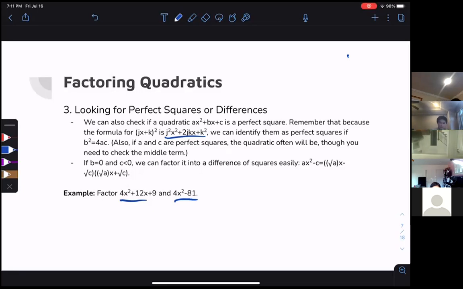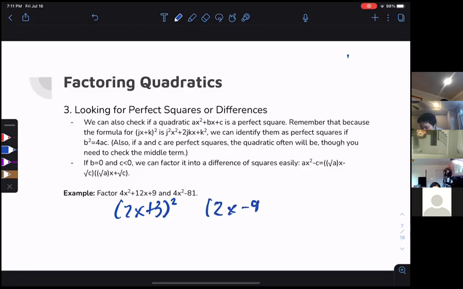All right, so I think most people have done it. And the answers are (2x plus 3) whole squared, and then (2x minus 9) times (2x plus 9).